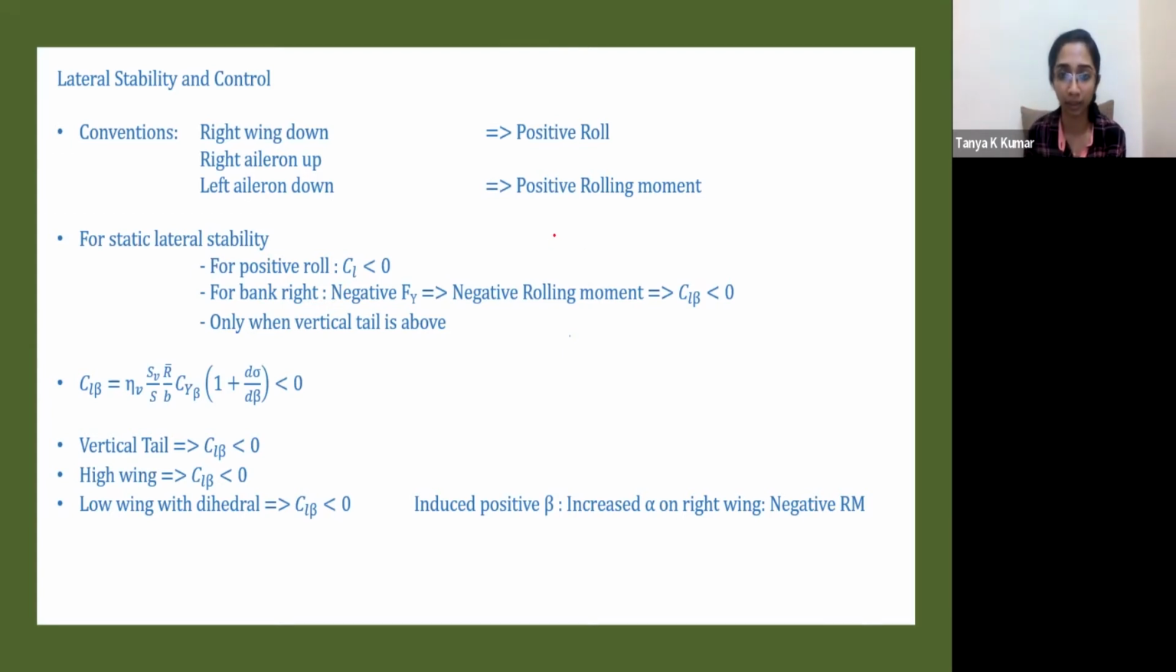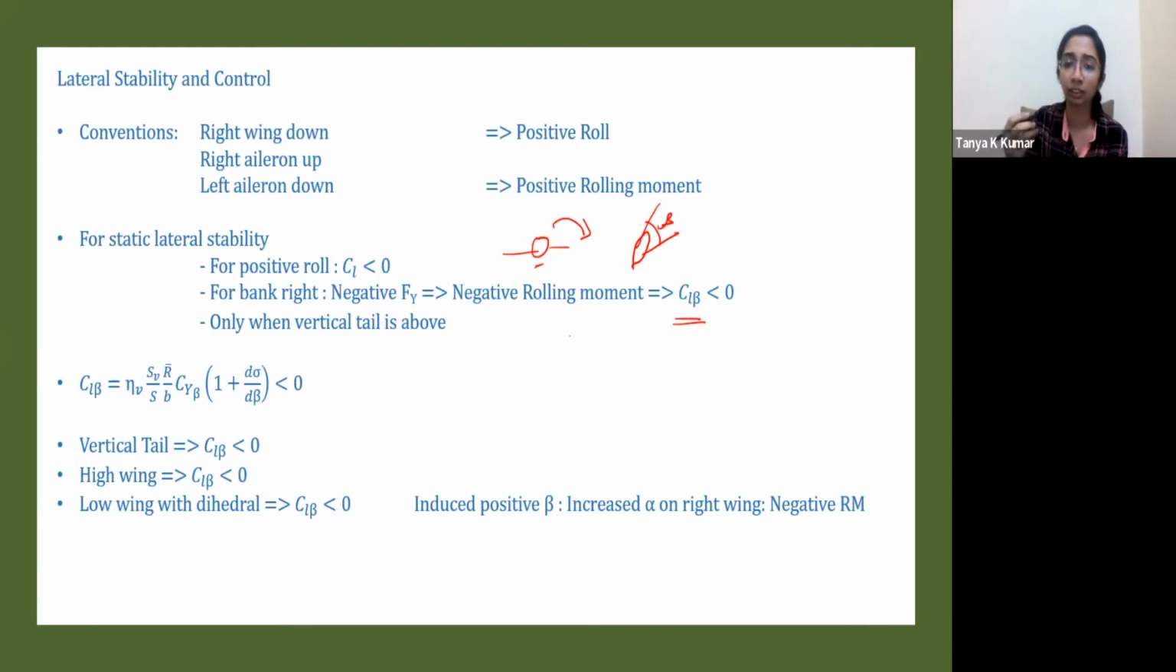When the aircraft rolls towards the right, it encounters a positive beta. This is the top view, this is the front view. This positive beta produces a negative force on the aircraft, on the rudder, which produces a negative rolling moment. So this is stabilizing, right? CL beta less than 0 is what is required for a conventional aircraft.